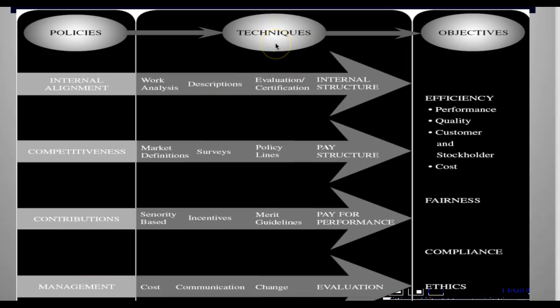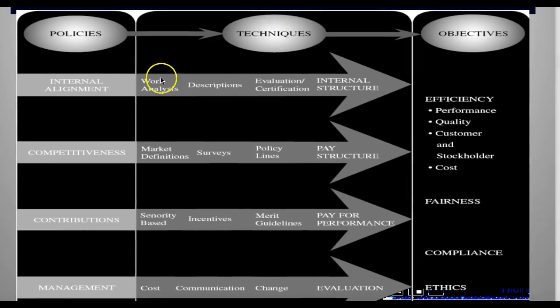Likewise, the techniques here that you can see for internal alignment are many of the structures that we've talked about, such as work analysis, evaluation, and certification. On competitiveness, we look at developing the pay structure. On contributions, we look at an approach or a strategy for achieving the objectives, which is currently pay for performance in a lot of companies or most companies. And then management, assuming responsibility for cost, communication, and change.